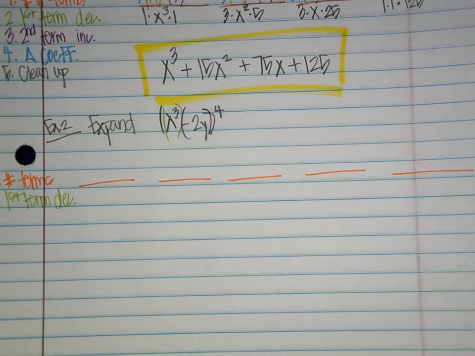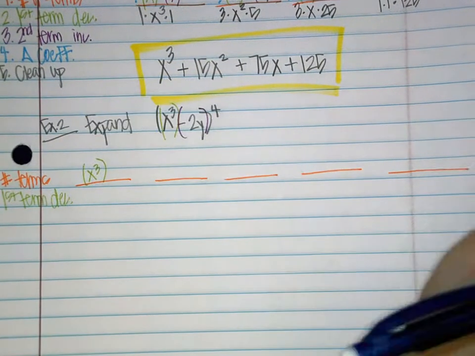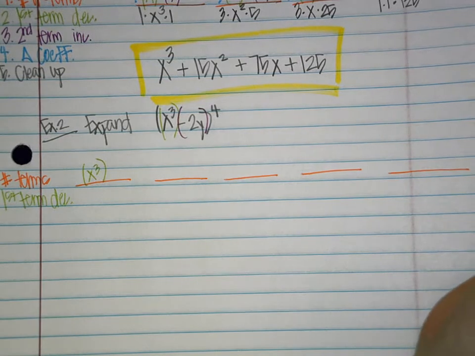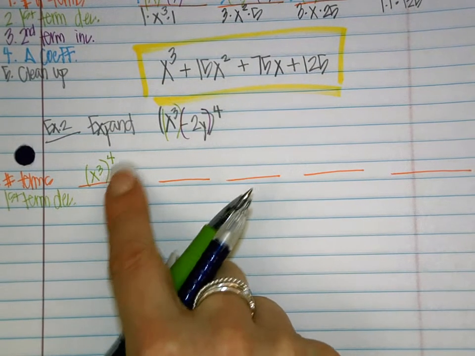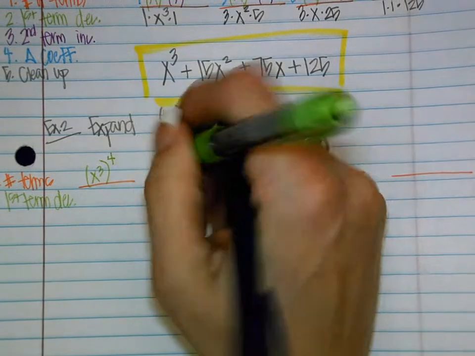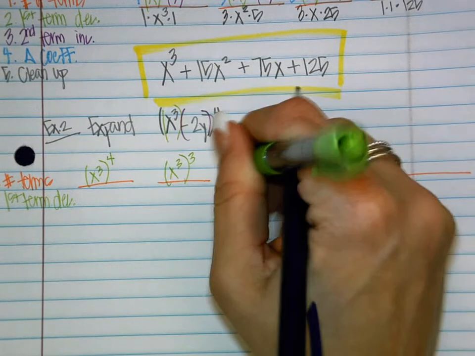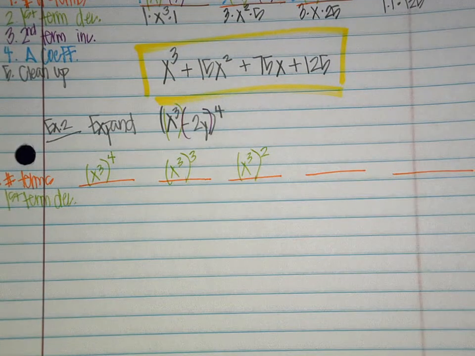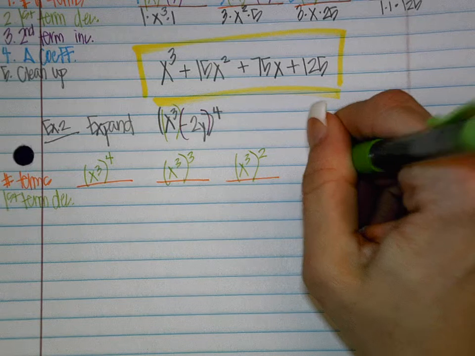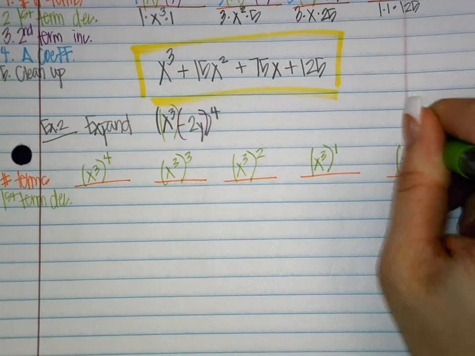So the first term is going to be decreasing, so we're going to start with x cubed. What does it start with for its power? To the what power? The fourth. Make sure that you write that on the outside because you are going to have to distribute those powers, so you will multiply. So x cubed to the fourth, x cubed to the third, x cubed squared, and what's inside the parentheses is never going to change. That's still going to say x to the third. Then to the first, and x to the third to the 0 power.